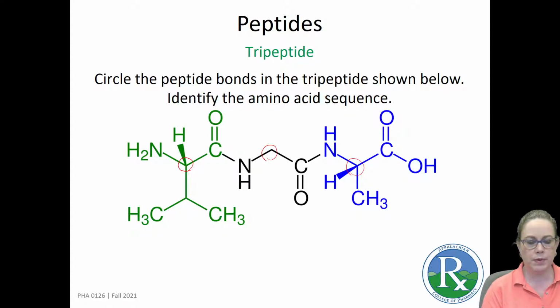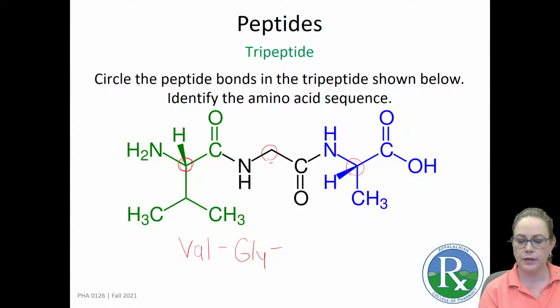In this peptide, remember we always go from the N to the C terminus. On our first alpha carbon here, we have the side chain of a valine. The next, number 2, we have a hydrogen, so that's glycine. And then finally, we have just a methyl group, so that would be Ala. So that's a valine, glycine, alanine peptide.